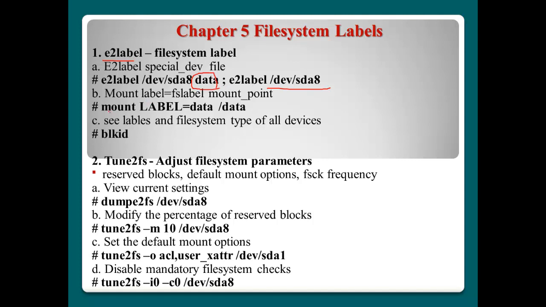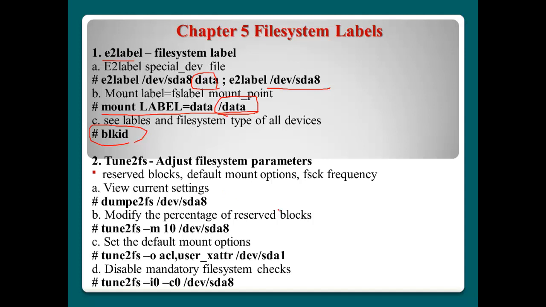After that, if I want to use this new partition with the name data, I can use this kind of command: mount -L data /data. Then this new partition will be mounted to this directory. And if I want to see all the labels and file system types, we can use the command blkid.